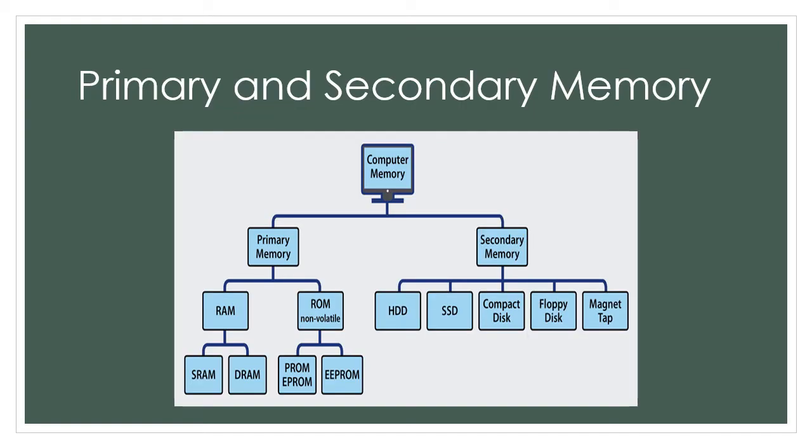Then primary and secondary memory. Computer stores with its memory. There are 2 kinds of memory. They are primary memory and secondary memory. Primary memory is an electronic memory. It has 2 parts. First one is RAM and then ROM.